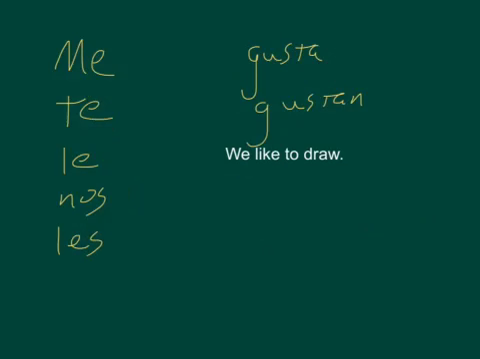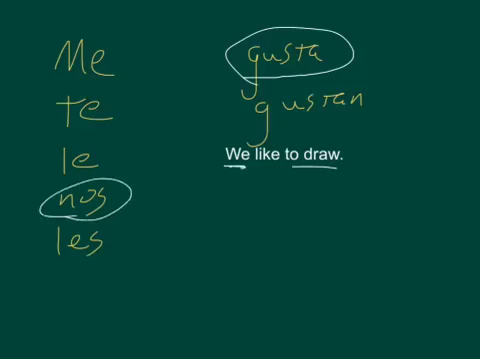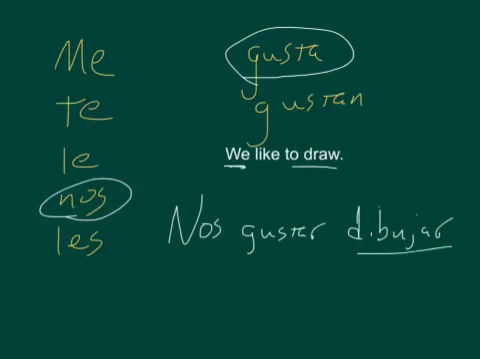In this sentence, we like to draw. The thing that's doing the pleasing is to draw. There's one to draw. And so we're going to use gusta. And then who is it pleasing to? It's pleasing to us. So we're going to use nos. So we're going to say, to us pleases, or it's pleasing to draw. And then to draw is dibujar. We keep it dibujar because we say to draw, and we have two verbs.